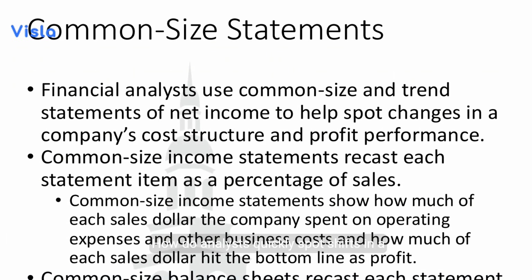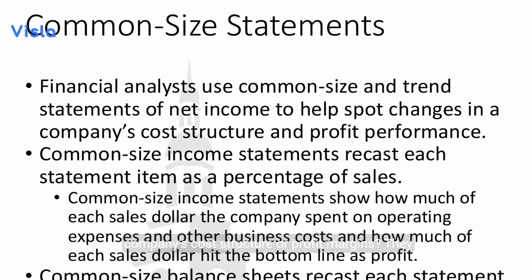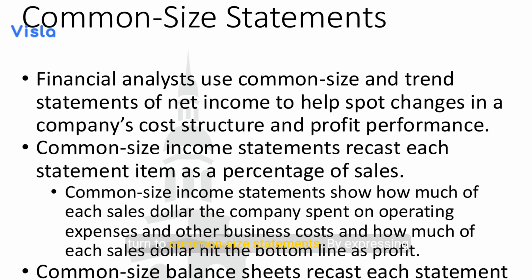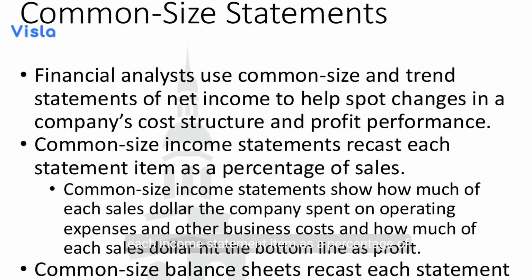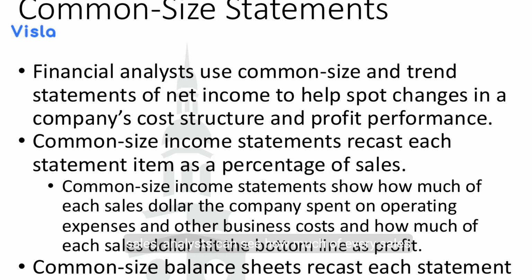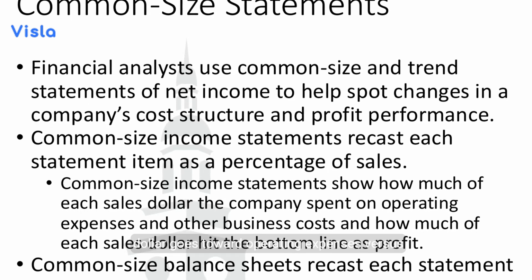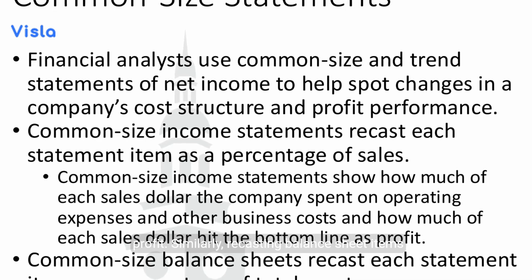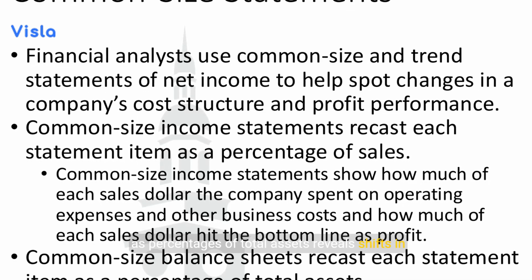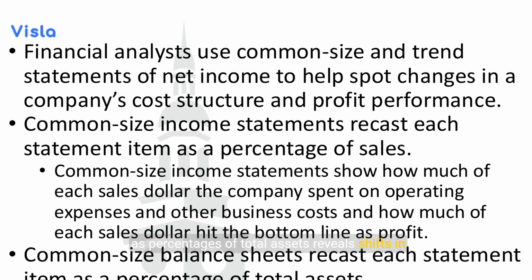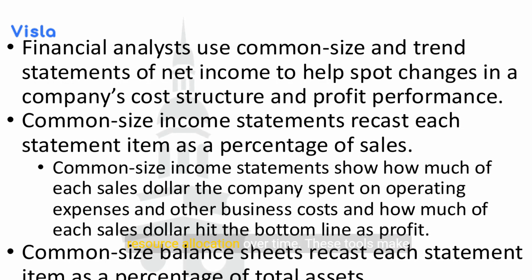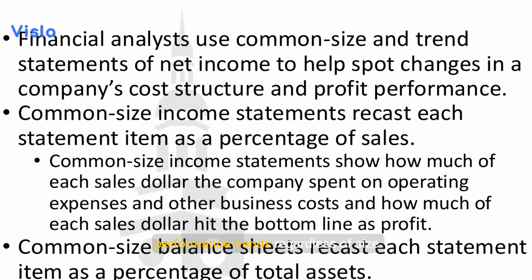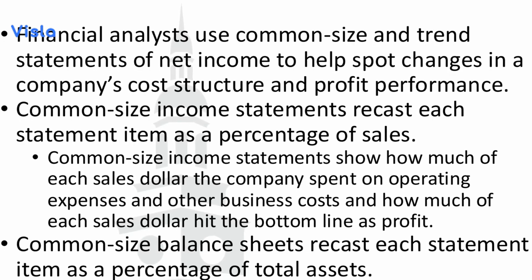How do analysts quickly spot shifts in a company's cost structure or profit margins? They turn to common-size statements. By expressing each income statement item as a percentage of sales, analysts can see how much of every sales dollar goes toward operating expenses versus profit. Similarly, recasting balance sheet items as percentages of total assets reveals shifts in resource allocation over time. These tools make it easier to compare companies or track performance trends, regardless of size.